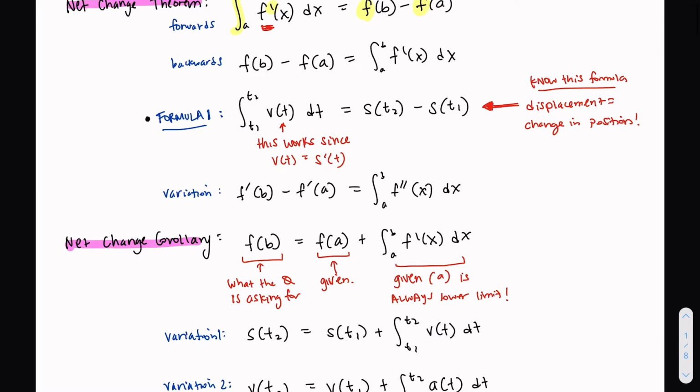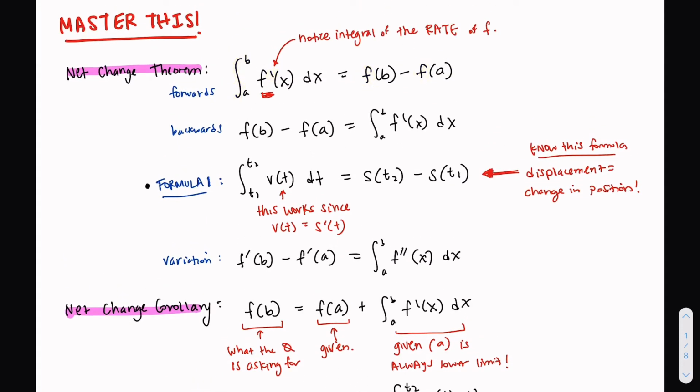Here's another variation on that. You can have f prime of b minus f prime of a, but that will equal the integral of the rate of the f prime function, leaving you with the double derivative inside the integral. So see how that follows the same pattern? This should be very, very familiar to you. The integral of the rate is the net change.